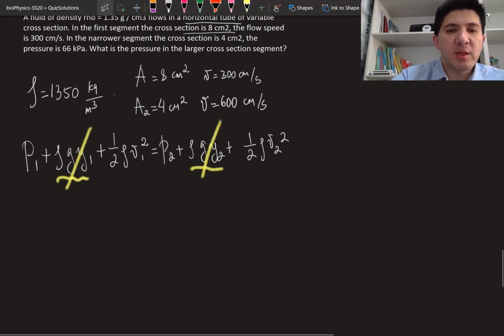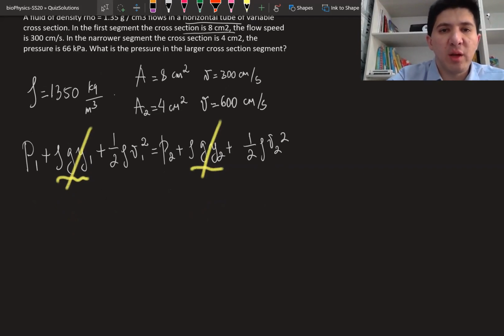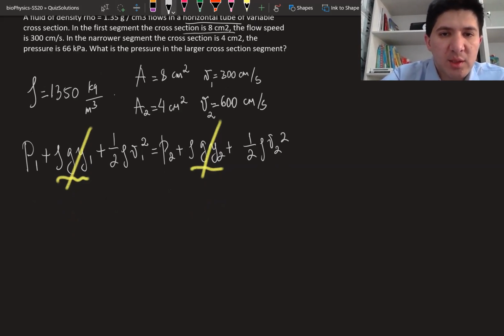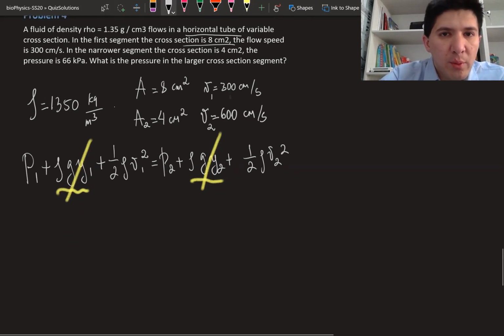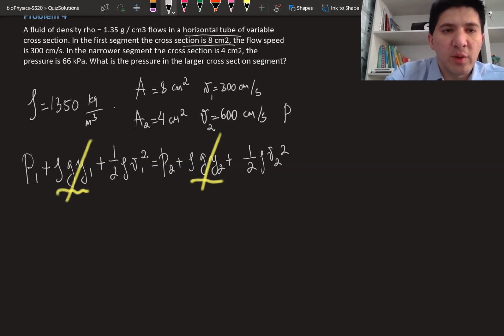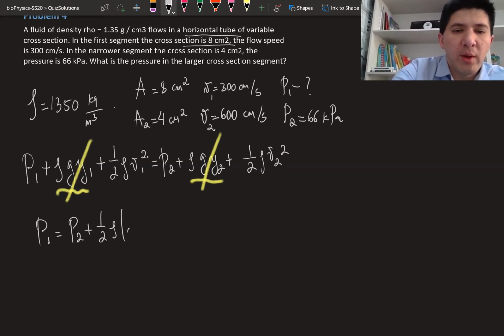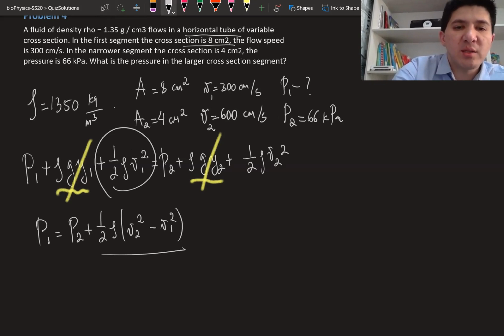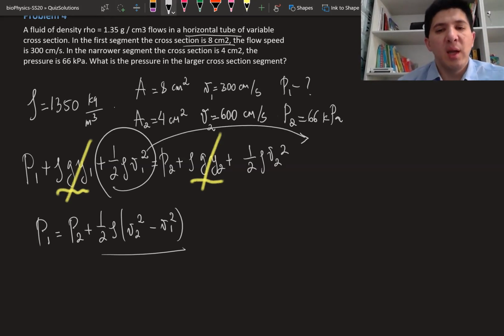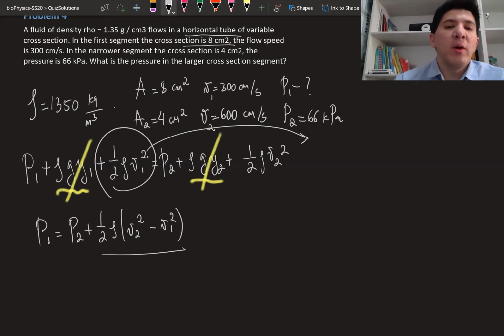Then I can put everything together in order to find the pressure in the larger cross-section, right? So let's assume this is velocity 1, this is velocity 2. We know the pressure in the narrower section, so P2 is going to be 66 kilopascals. We need to find P1. It's going to be P2 plus 1 over 2 rho times v2 squared minus v1 squared. I obtain this if you take this term and put it to the right and take 1 over 2 rho out of the brackets.